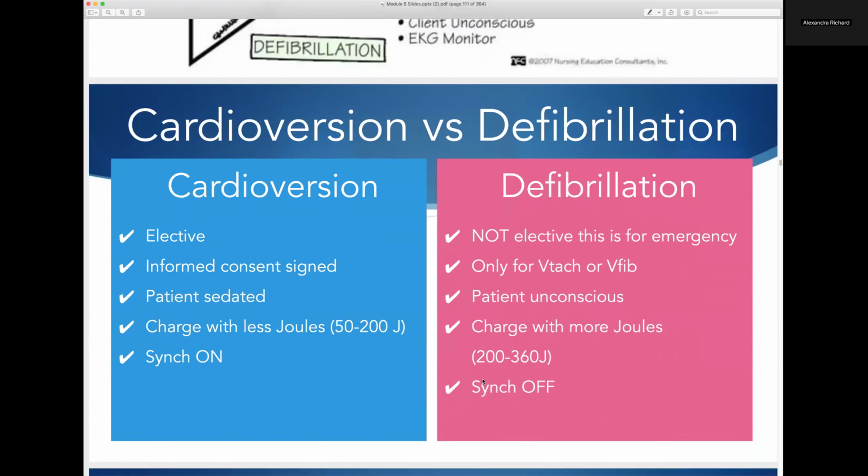Okay. This is another table. It's everything we just talked about, but it's just in a table format. So that is cardioversion versus defibrillation. What are the two EKG rhythms that you defibrillate? Or the only two rhythms that you defibrillate?